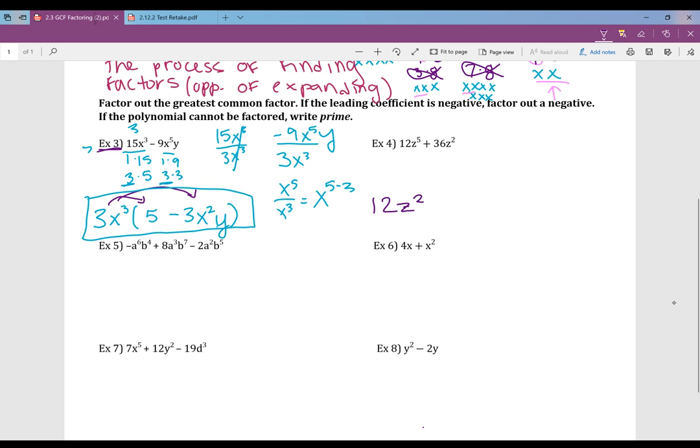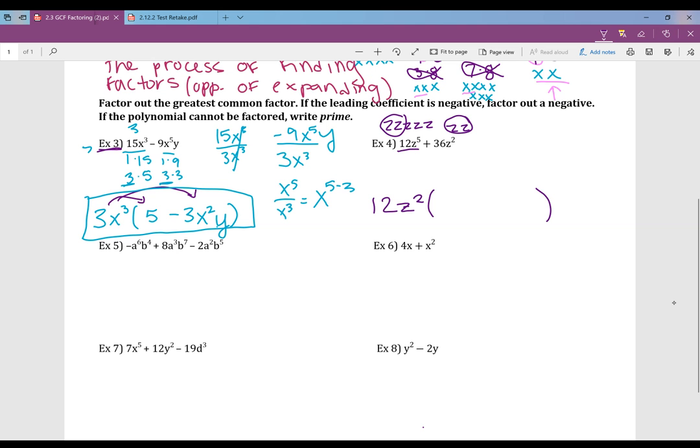If we look between 12 and 36, 12 goes into both of those, right? 12 times 1 and then 12 times 3. So that's why we get 12 as our greatest common factor. Then our z's, we have z to the 5th and z squared. They both have two z's that we can pull out, so that's why we pick z squared. Now we just need to figure out what's left.